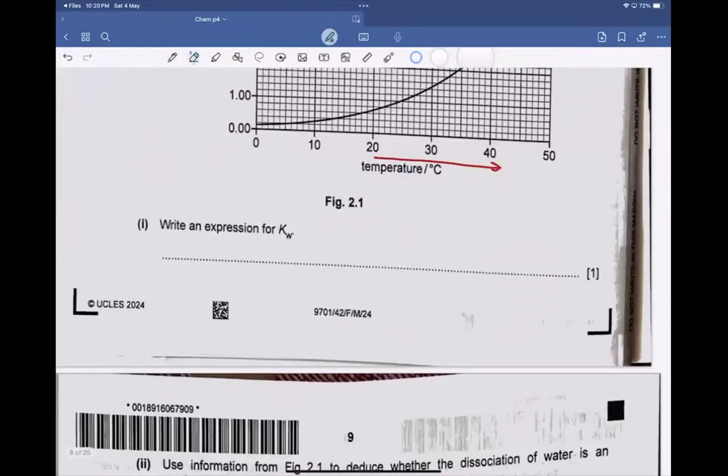Write an expression for Kw. I hope everyone remembers the expression for Kw: Kw is equal to the concentration of hydrogen ions times the concentration of hydroxide ions. Is this clear?